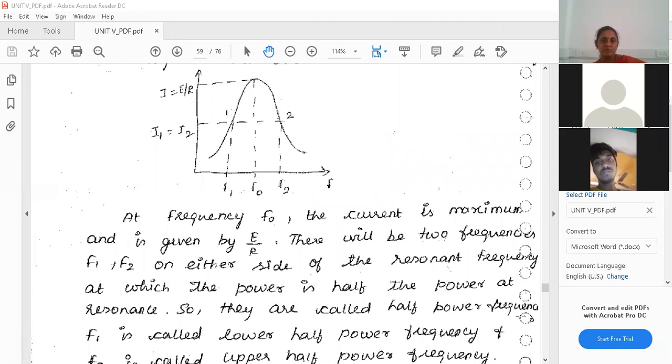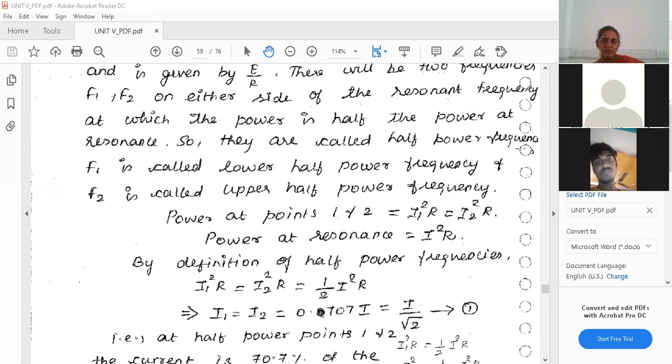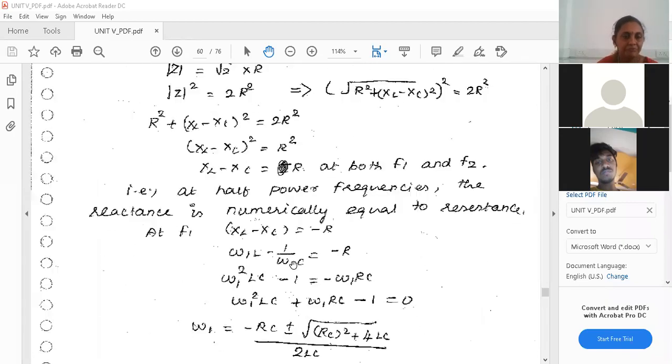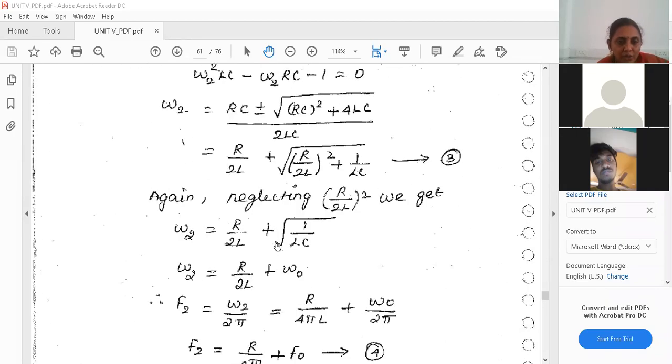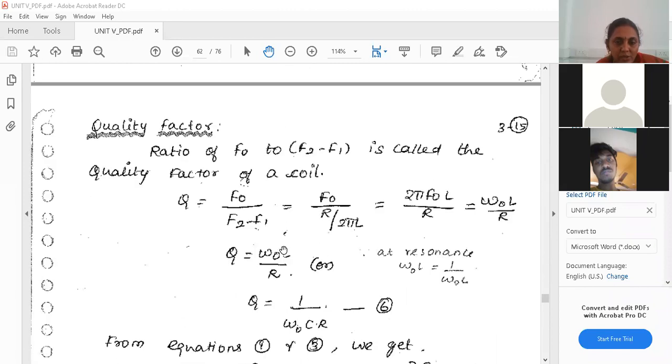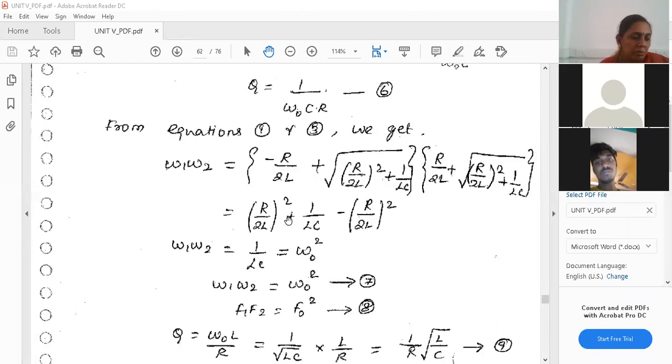You have to explain what is half power frequency, and you have to definitely tell what is F1. F1 is the lower half power frequency and F2 is the upper half power frequency. Definitely you have to explain this and then proceed into the derivation. First you have to derive F naught is equal to 1 by 2 pi into square root of LC. Then move on with the others.